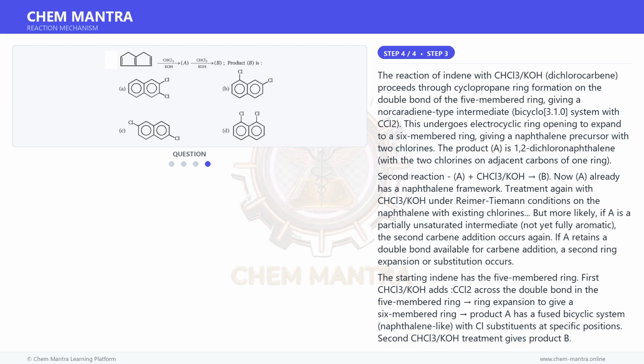Second reaction, A plus CHCl3/KOH, B. Now, A already has a naphthalene framework. Treatment again with CHCl3/KOH under Reimer-Tiemann conditions on the naphthalene with existing chlorines. But more likely, if A is a partially unsaturated intermediate, not yet fully aromatic, the second carbene addition occurs again. If A retains a double bond available for carbene addition, a second ring expansion or substitution occurs.